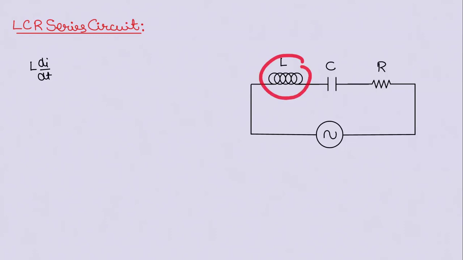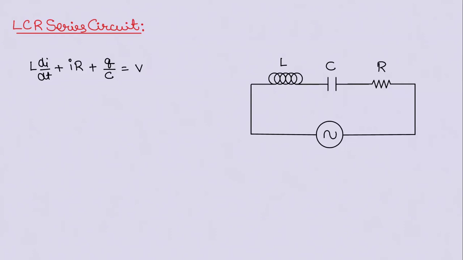across the inductor, plus I into R, which is potential difference across the resistance, and Q by C, which is potential difference across the capacitor, must be equal to source voltage V. Derivation of this is beyond our syllabus. So we use the phasor method to solve this one. We don't use normal mathematics.